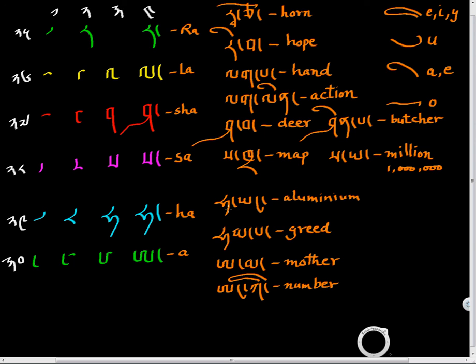And then the next is ha yang yang, hayang. Hayang means aluminium. Ha ma ham pa, hampa. Hampa means greed. A ma, ama. Ama means mother. A nga ang ka kiku ki, angi. Angi means number. So now we have just finished all the 30 alphabets in the Tibetan language.